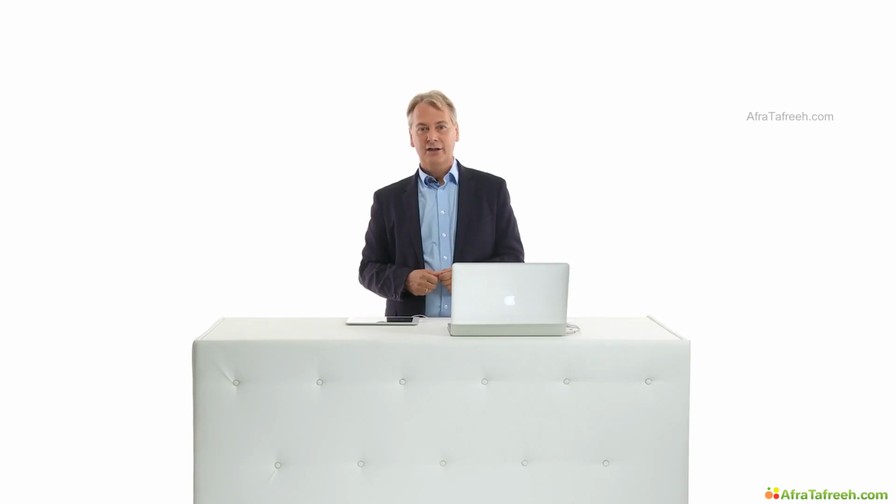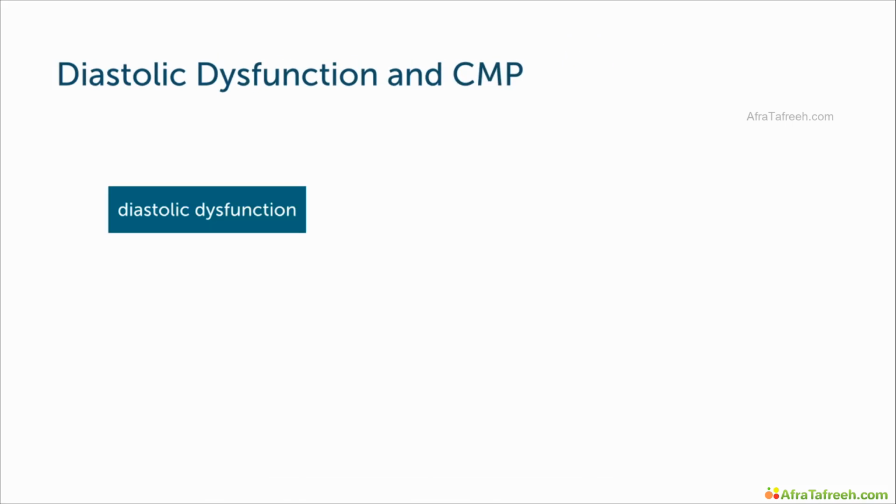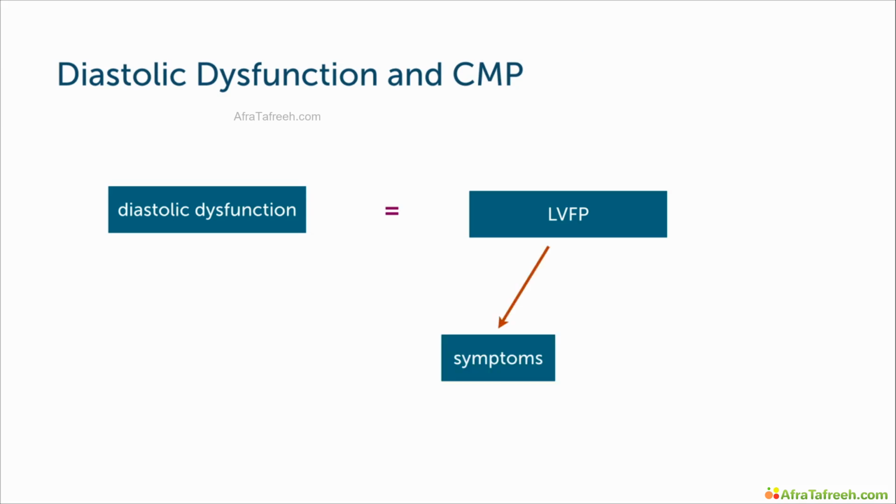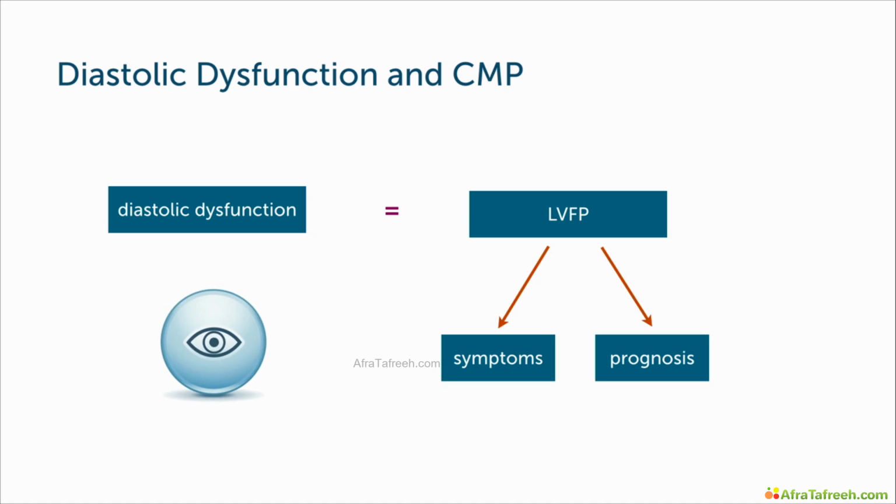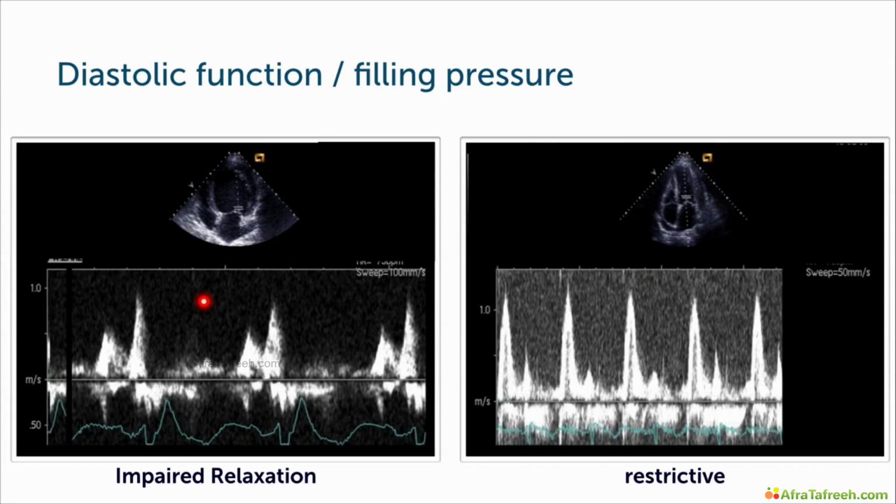What about diastolic function? Diastolic function is very important because it gives us information about filling pressures. And filling pressures are important because they correlate strongly with symptoms and also with the prognosis of the patient. So here are some examples and some very important issues to be aware of. Which of these patients have less symptoms and a better prognosis? The one on the left here or the one on the right?